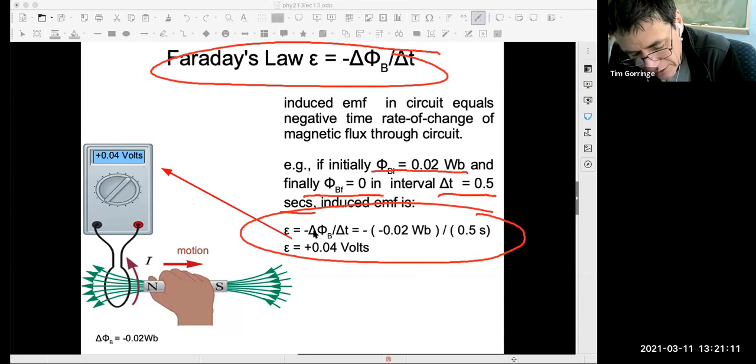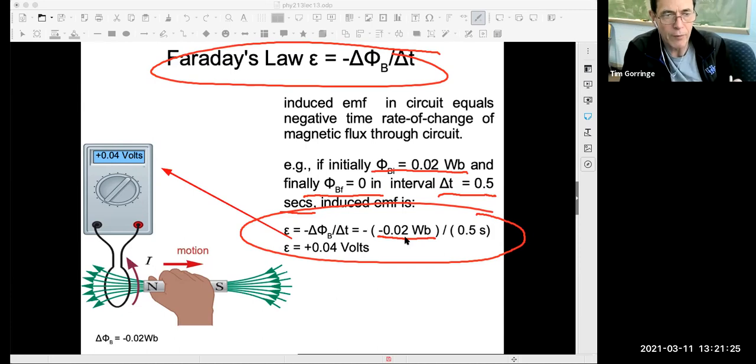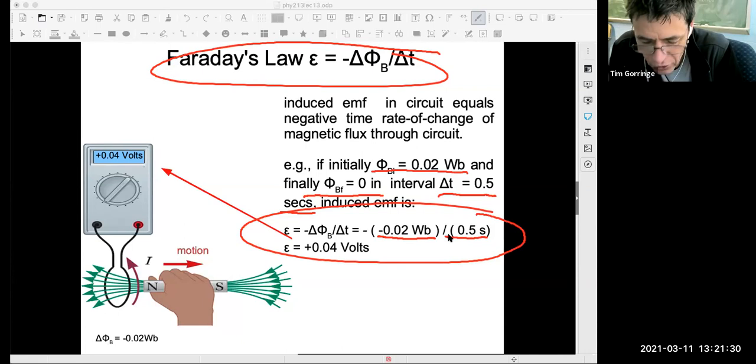Faraday's law of induction says that the EMF is the negative time rate of change of the flux. The flux this time changed by minus 0.2 Webers because it went down from 0.2 Webers to 0. That change occurred in half a second. So the time rate of change is minus 0.04 Webers per second. And that gives an induced EMF, from the negative time rate of change, of plus 0.4 volts.